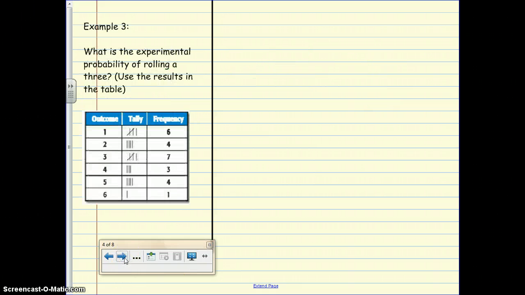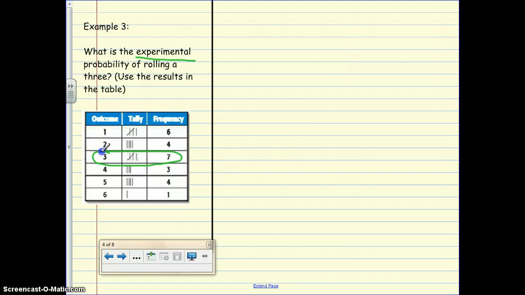And our last example looks a little bit at experimental probability. So this is when you actually run an experiment, gather data. So we're going to use the results in the table. What is the experimental probability of rolling a 3?